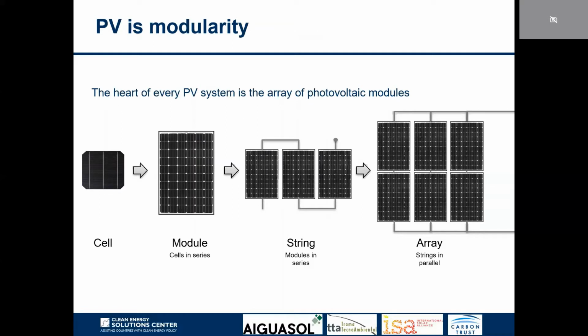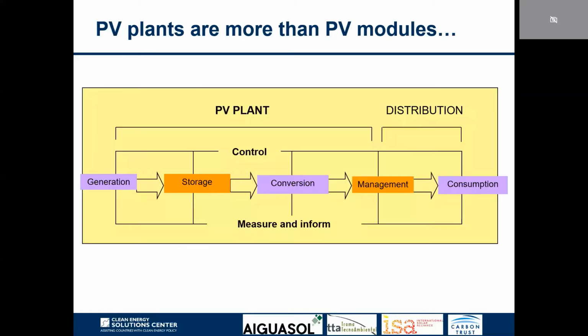One of the key aspects of photovoltaics that is very important for the integration into buildings or into grids is their modularity. PV modules are essentially composed of the connection of several PV cells connected in series to form a module. Then different modules are connected to each other to form strings, and then several strings are connected to each other in parallel to form arrays, or PV fields, which are the generation part of a PV plant.